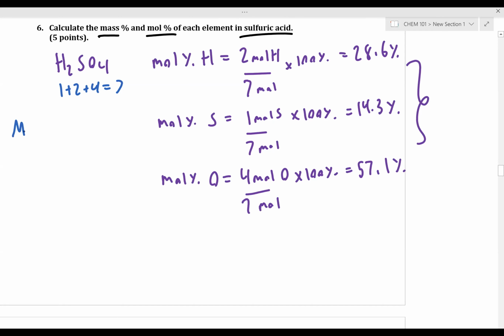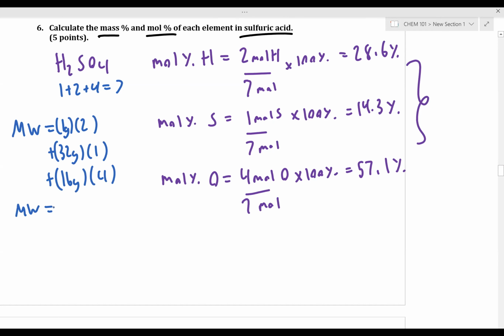So now let's move on and calculate the mass percent. First, let's figure out the molecular weight of sulfuric acid. We have 2 hydrogens at 1 gram per mole, 1 sulfur at 32 gram per mole, and 4 oxygens at 16 gram per mole. That in turn gives us a molar mass of 2 plus 32 plus 64, a molar mass of 98 gram per mole. So this is the total mass that we're going to use in our calculations for the mass percent.